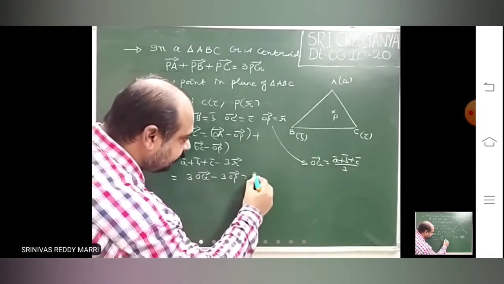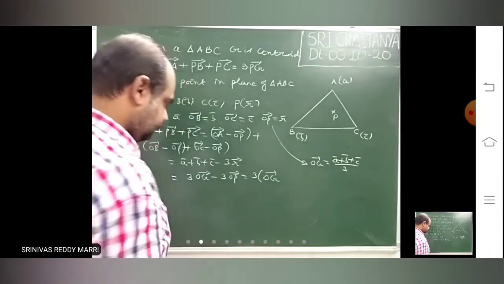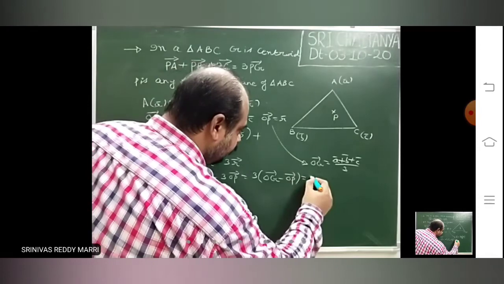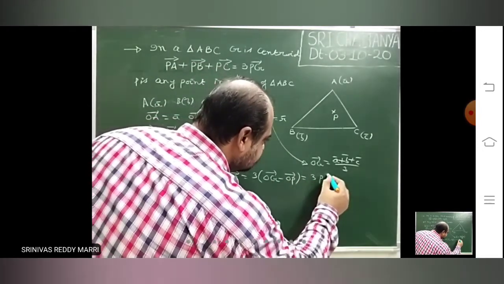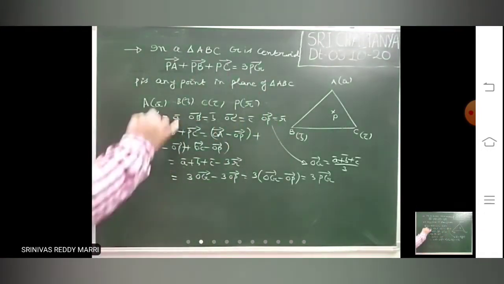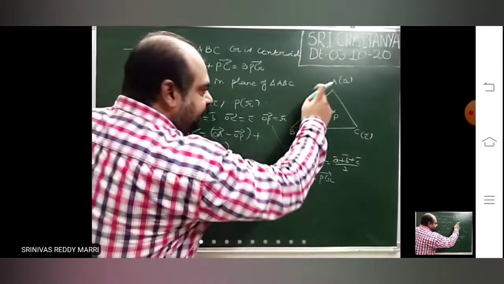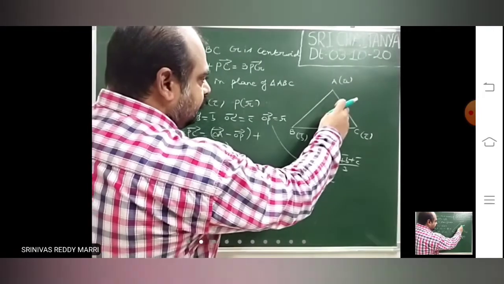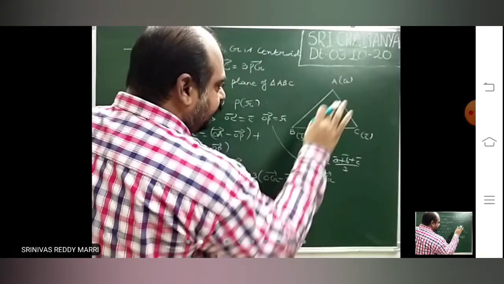If you take 3 common, OG bar minus OP bar, and OG bar minus OP bar means PG bar. They are the position vectors. So this is a very strong relation. P can be any point inside the triangle. Any point you can take.